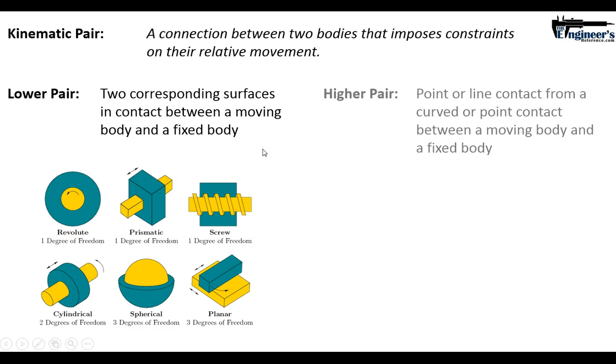Then there's the higher pair. A higher pair is a little more complicated, but I also think tends to be a little more intuitive for people to understand when we think about joints. It's a point or line contact from a curved or point contact between a moving body and a fixed body. So what does this mean? Key here is curved or point contact. We're talking about something that's being influenced simply because it's got curvature coming in contact with another body to help control how it moves.